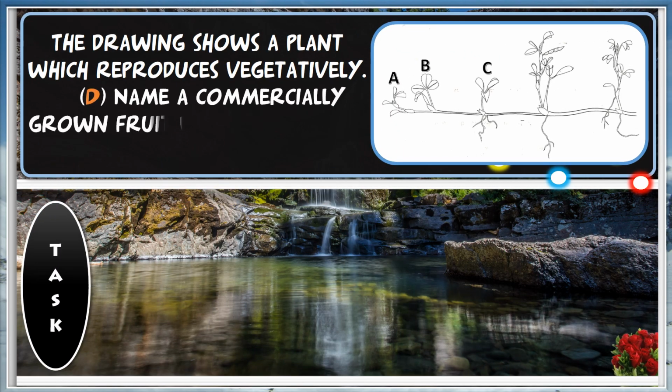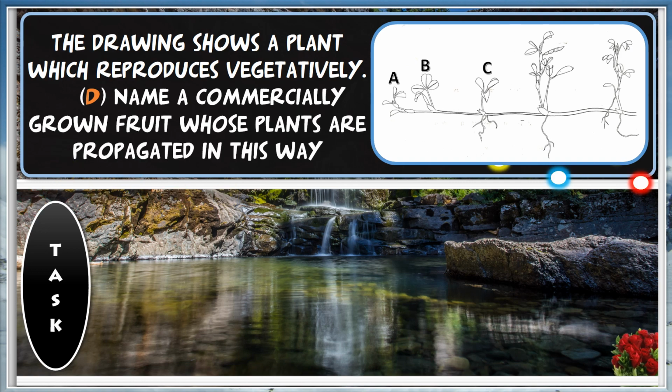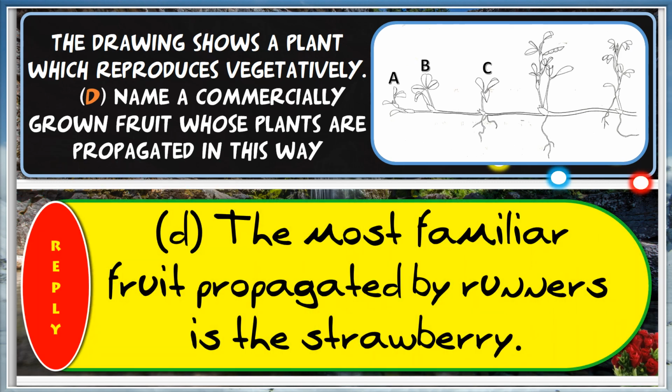Part D. Name a commercially grown fruit whose plants are propagated in this way. The most familiar fruit propagated by runners is the strawberry.